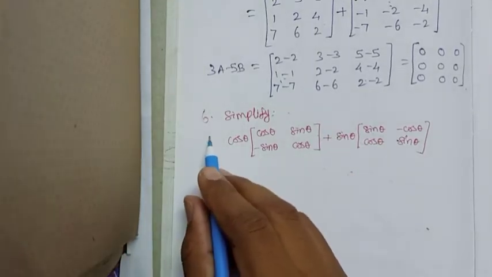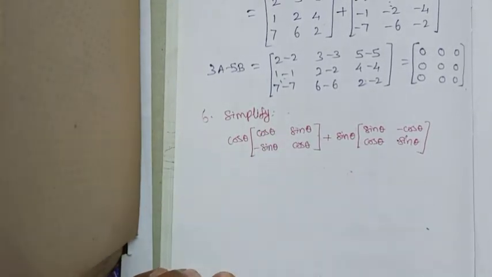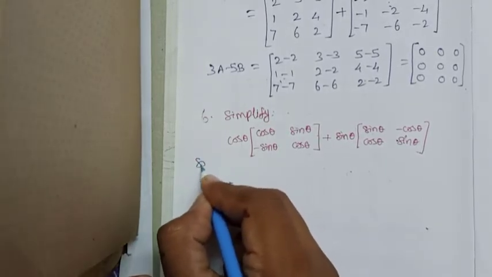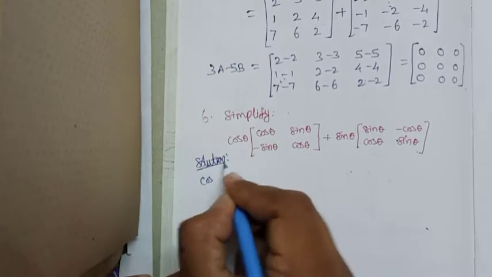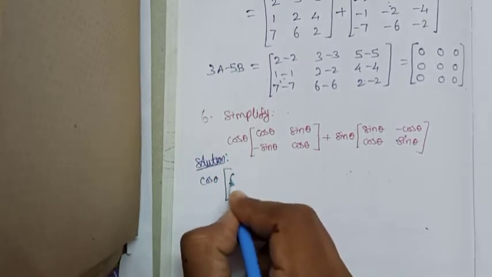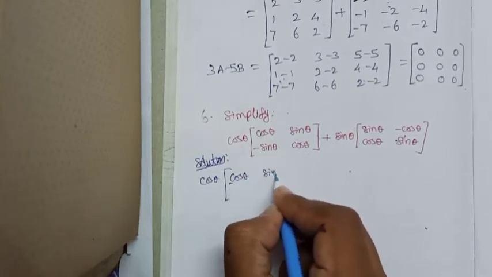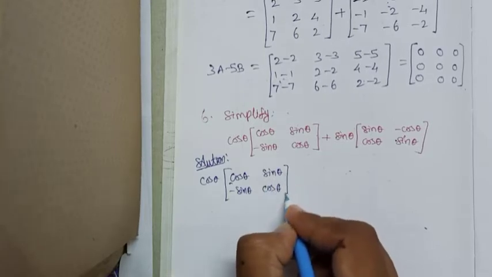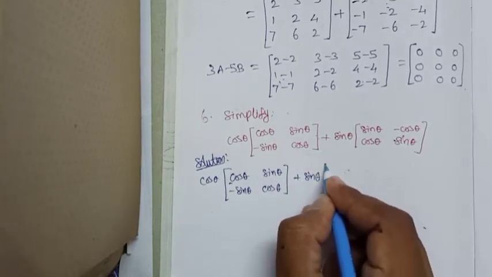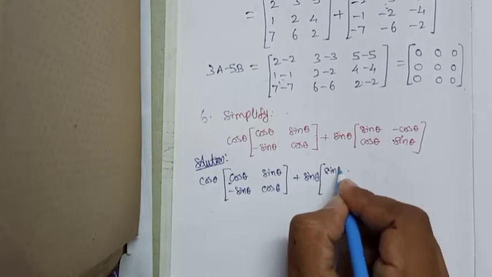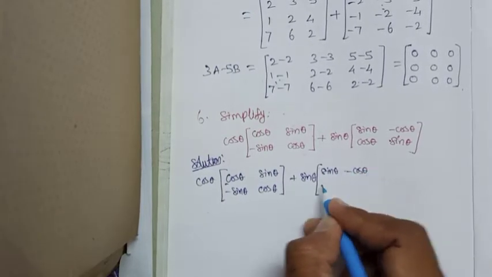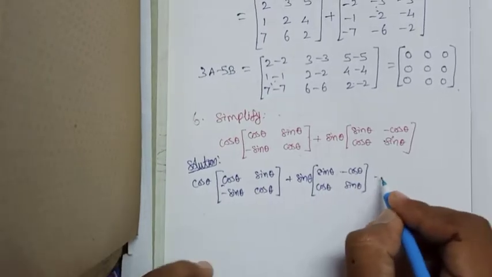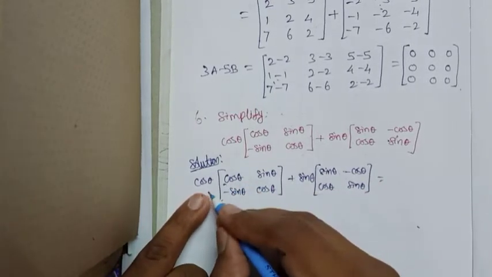The next question, 6. Simplify the given matrix. So first we take cos theta. That is the solution: cos theta into the matrix cos theta, sin theta, minus sin theta, cos theta, plus sin theta into this matrix, that is sin theta, minus cos theta, into sin theta. So we multiply inside, each term multiplied by cos theta.